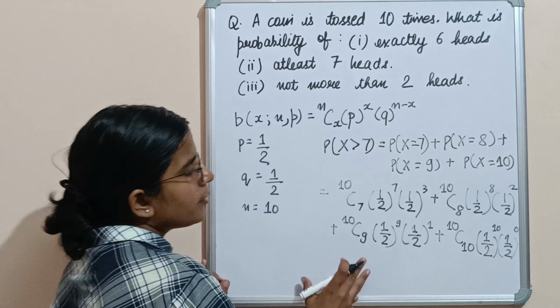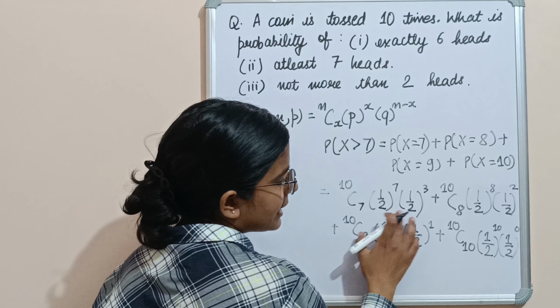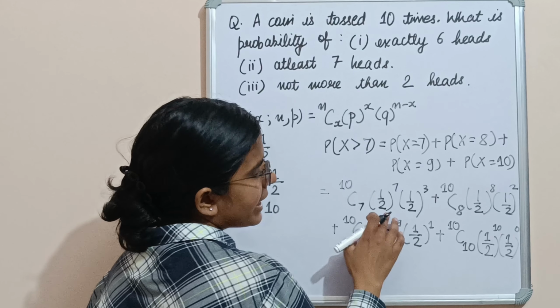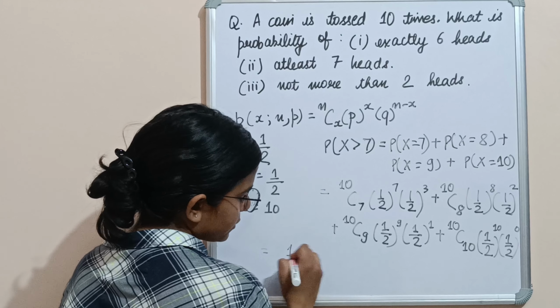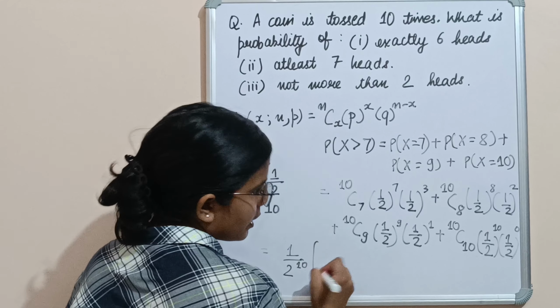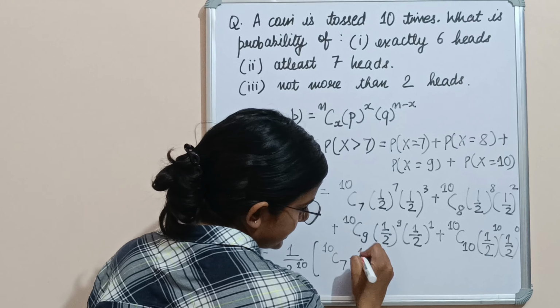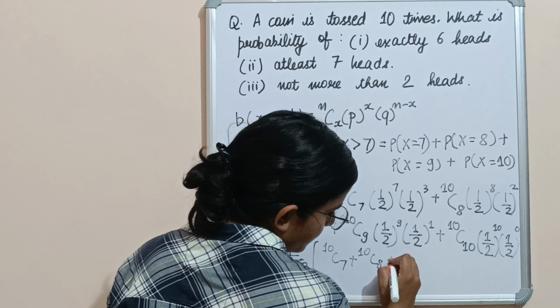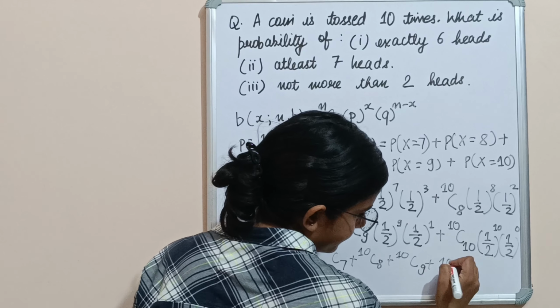Now if you note this one thing, in every term, if we multiply these two terms, we will get 1 by 2 raised to power 10. So we can take this common. So this will be (1/2) raised to power 10 into (10C7 plus 10C8 plus 10C9 plus 10C10).